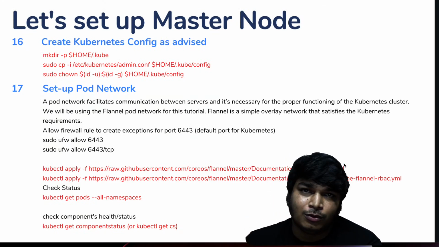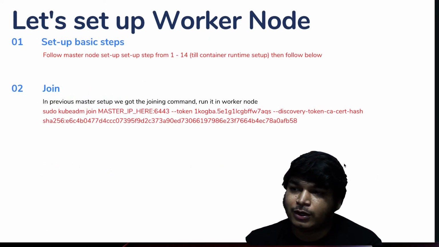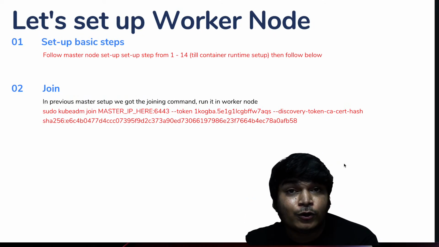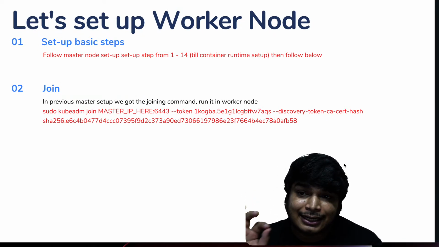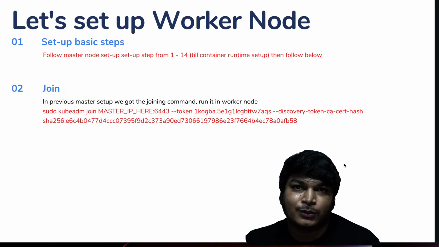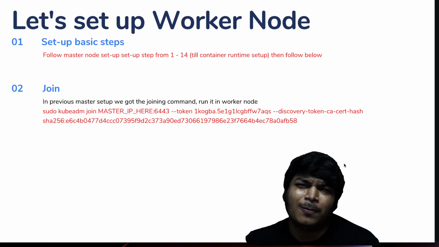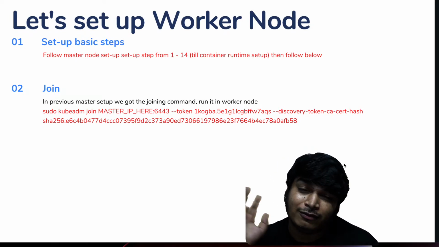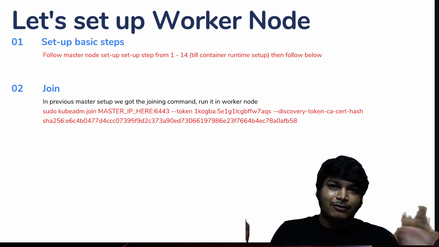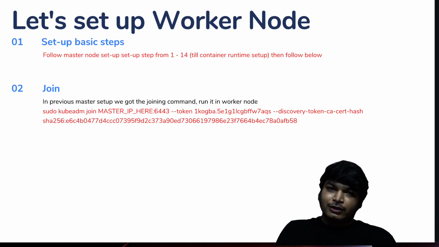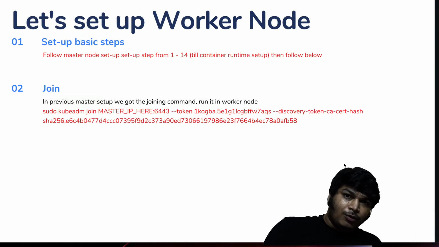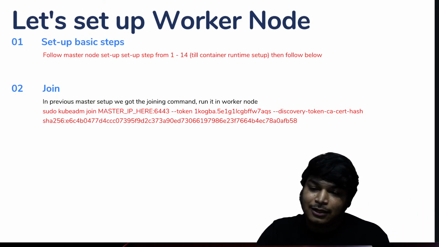So we're done with the master node setup. Now the worker node. Steps 1 to 14, up until that container runtime setup, will be the exact same steps. Every single thing will be the same. All the components we have in the other node, we'll have in the worker node also. Only one difference: you will be connecting the worker node to the master node.